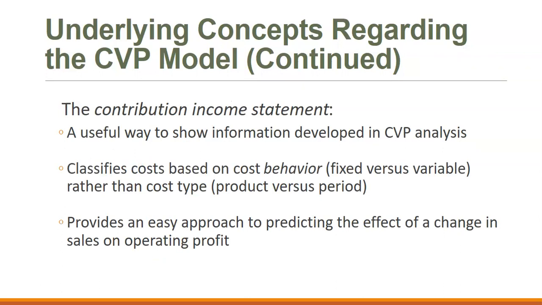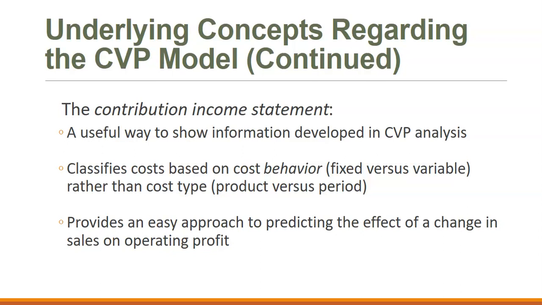When we look at a contribution income statement, we're going to show fixed costs and variable costs; we classify costs based on their cost behavior. So first, we list sales revenue, and then we list variable costs. Revenues minus variable costs equals contribution margin. And then fixed costs subtracted from contribution margin equals our operating income. So rather than looking at our cost type, product versus period, we look at our cost behavior, fixed versus variable.